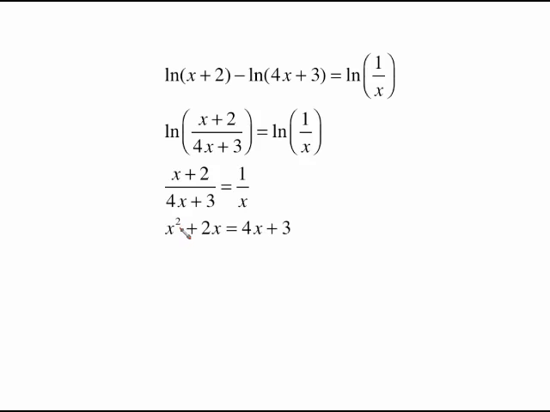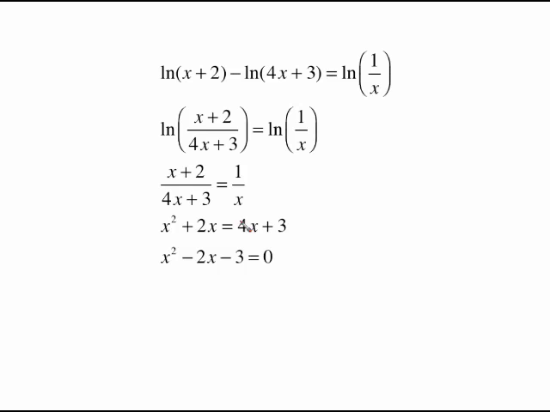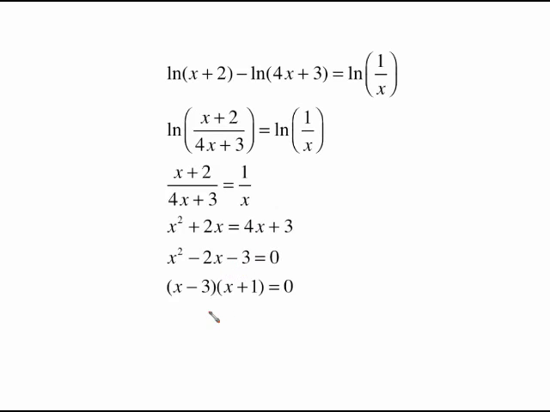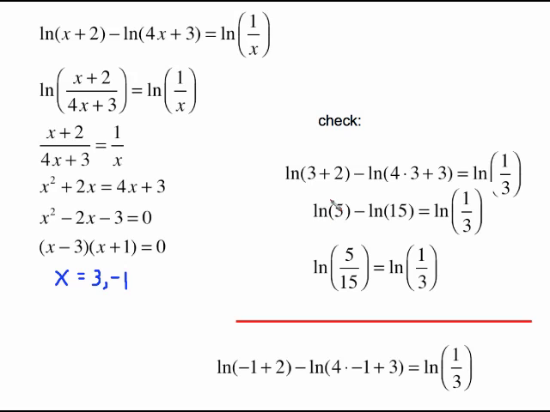It's a quadratic because it's got an x squared in it. The best way to solve this is to subtract 4x and 3 over from both sides, and then factor this. It factors as x minus 3 times x plus 1. Solve each of these and we get 3 and negative 1. But let's check. This is just more stuff to write out. This is putting 3 in here.